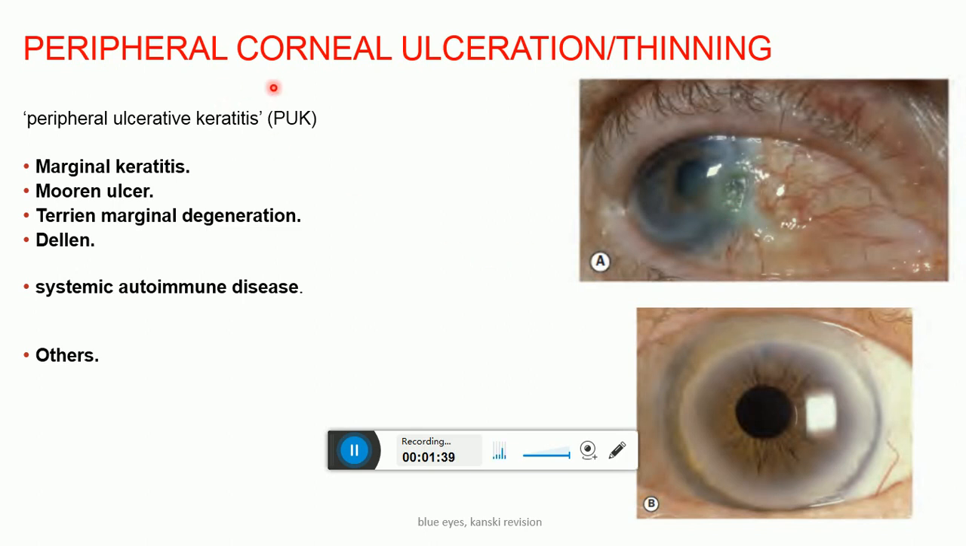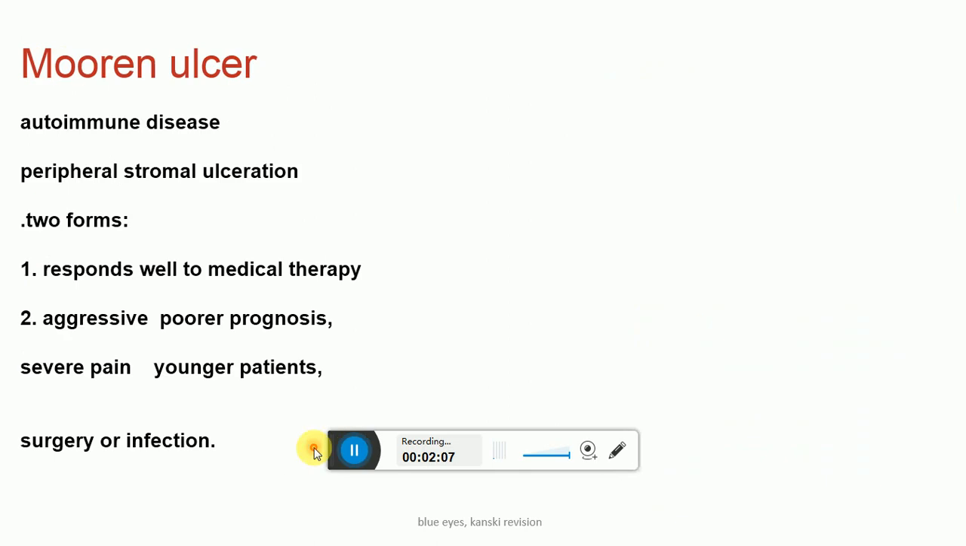Other peripheral corneal ulcers are associated with systemic autoimmune disease. Other causes include ocular rosacea, which we have discussed, furrow degeneration, which is shown in this picture, mild peripheral thinning in the elderly, usually benign, and other causes such as pellucid marginal degeneration. The first peripheral corneal ulcer is Mooren ulcer.